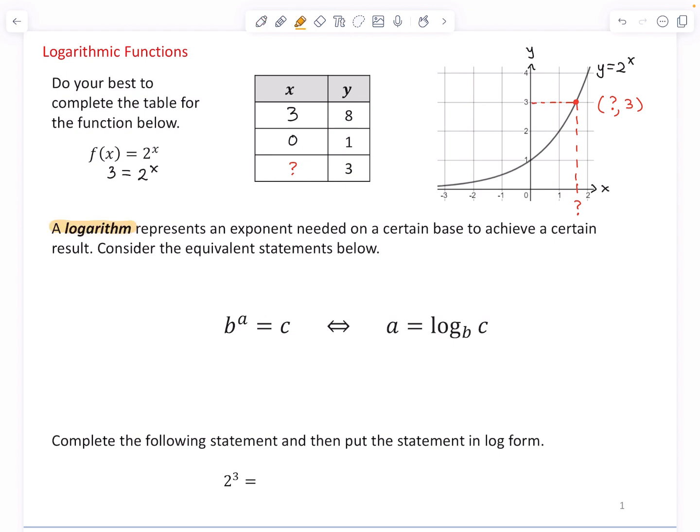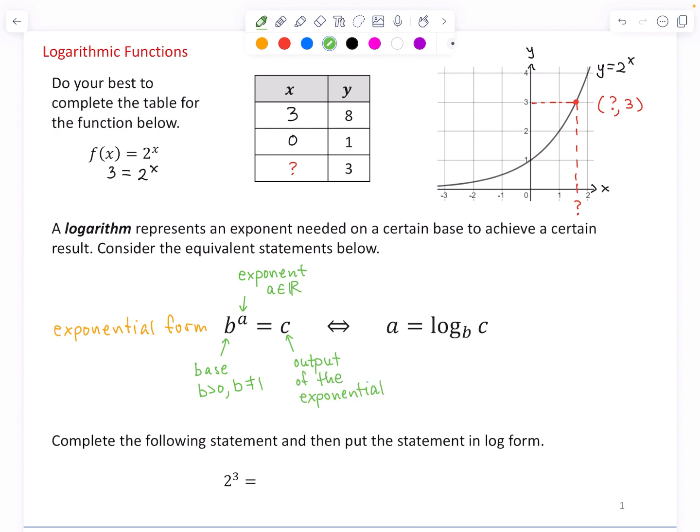A logarithm represents an exponent needed on a certain base to achieve a certain result. Consider the equivalent statements below. So here we have something that's known as exponential form. It's an exponential statement, b raised to the a equals c. b is known as the base, and as discussed in previous lessons on exponential functions, we want that base to be positive, but not 1. The a in this position is referred to as the exponent or power, and it can be any real number. And we'll call c the output of the exponential. It is the result of doing b raised to the a.